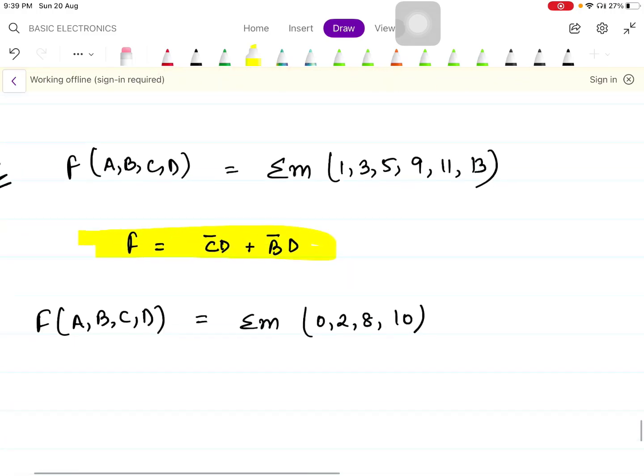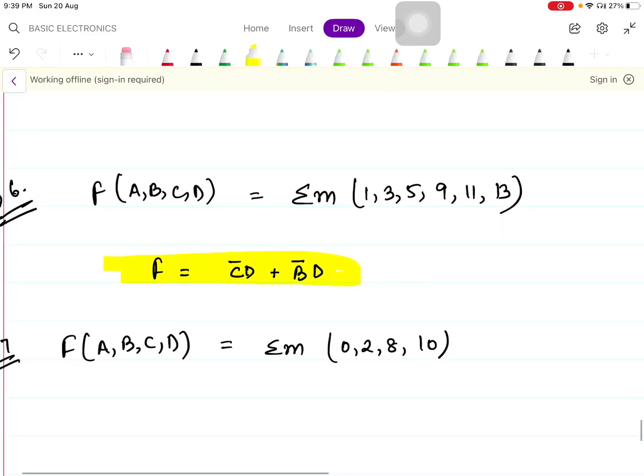Let's move forward. Another question. Now try to solve it. I have already given the answer. Just check it out whether you are getting the same answer or not.